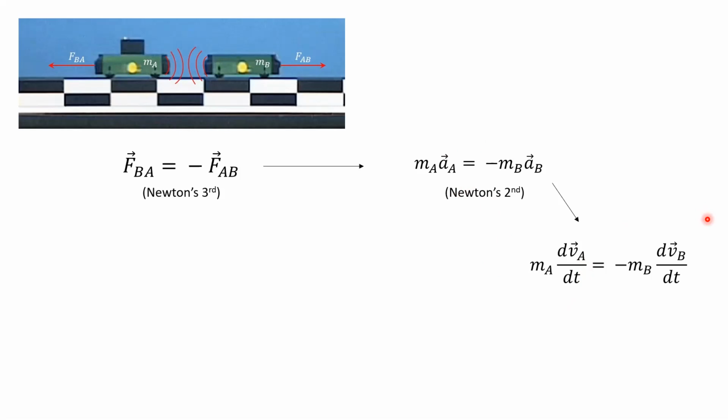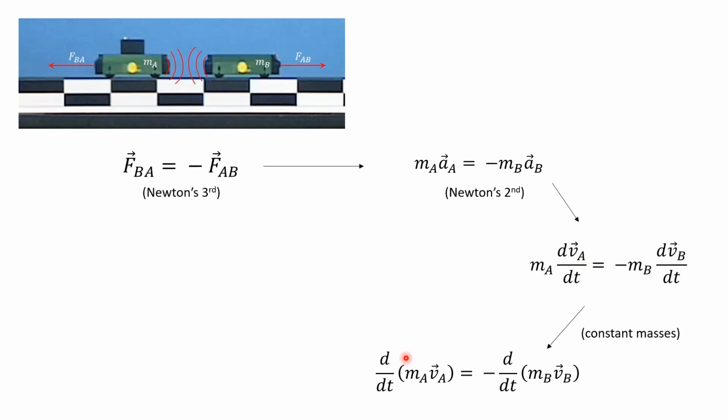And since this is not a rocket ejecting fuel, remember the mass of a rocket is always changing because it's burning fuel and hence losing mass. But these two carts, there's no reason why the mass of these carts should be changing. And that means that we can put the mass inside the derivative. See what I've done there? You remember this from first semester calculus.